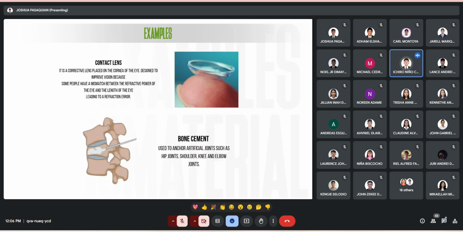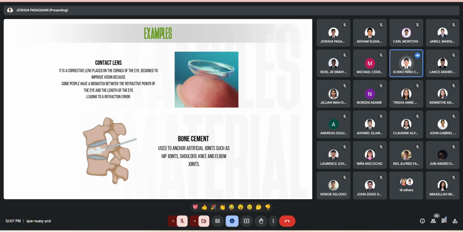we have the contact lenses. This is a corrective lens placed on the cornea of the eye, designed to improve vision because some people have a mismatch between the refractive power of the eye and the length of the eye, leading to a refraction error. Now, it is most common that this is probably the most used biomaterial example that we have in our world. A lot of people would rather prefer using contact lenses than wearing glasses because it's much more convenient. And fortunate for us, modernization really took advantage of this product that we are using to this day.